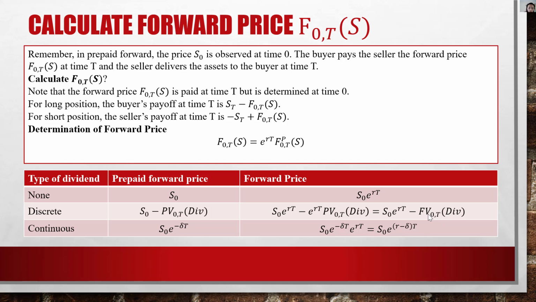And then for the continuous case, the prepaid forward price is S0 times e to the negative delta T. Remember at time 0, we buy e to the minus delta T units. Instead of 1 unit, we buy e to the negative delta T units, so that at time T, we got exactly 1 unit. For the forward price, we take the whole thing here times e to the rT. And then derive it, we got S0 times e to the (r minus delta) times T. You see that? So basically, the forward price is the prepaid forward price times e to the rT. That's a common formula, and is applied for all 3 cases of dividends, whether we have no dividend, discrete dividend, or continuous dividend.